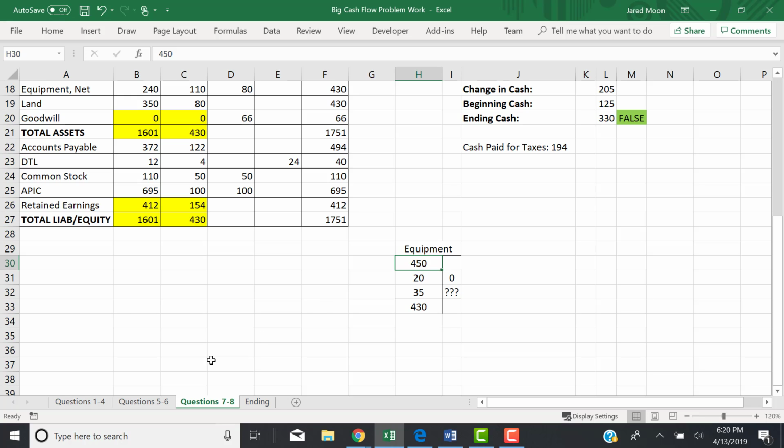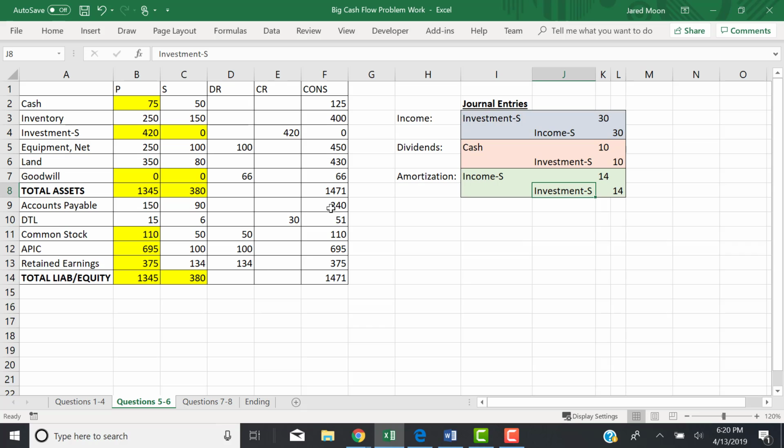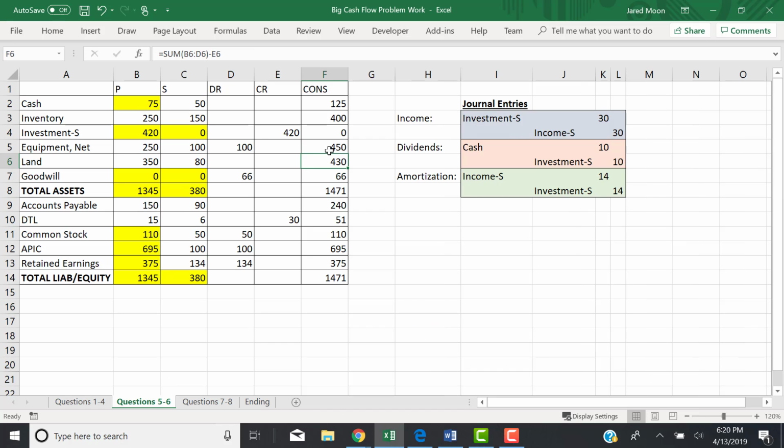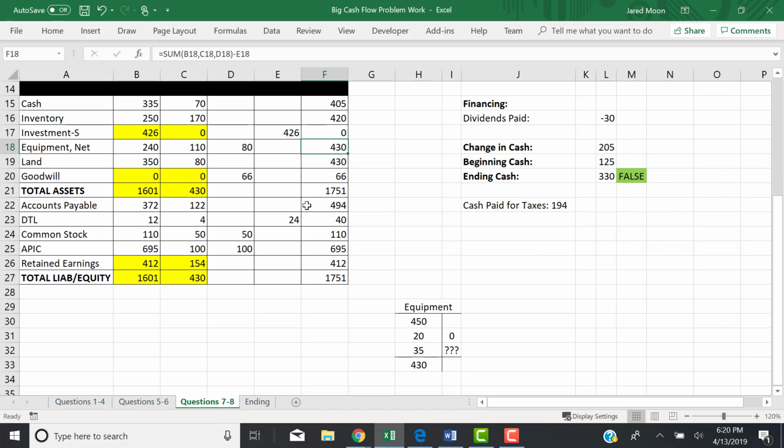Well, it was on our consolidated amount before, right here, 430. Now we're at 430 again. That's weird. Oh, I think I looked at the wrong one. Haha, 450, then 430. See, these are the kinds of things that we all mess up on a test, and I left that in the video because it's true. So it starts with 450, ends with 430.